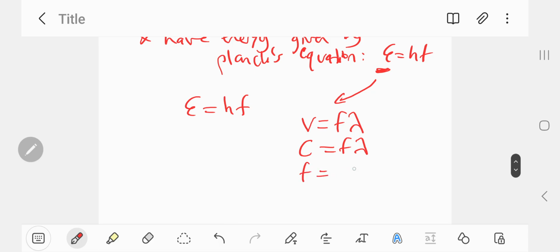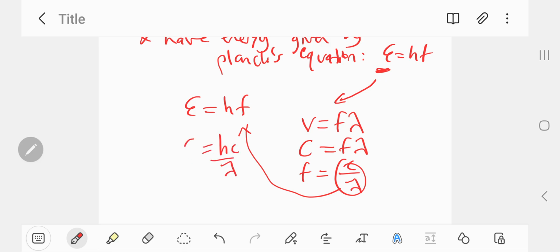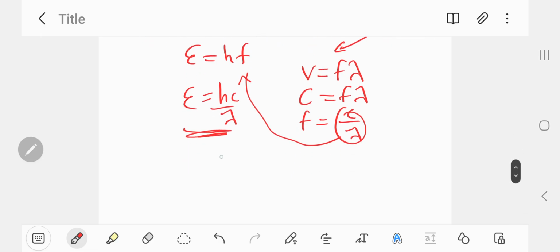Let's rearrange for f. So f is c over lambda. So we can plug in c over lambda for f. So we get hc over lambda. So this is the energy of a photon in terms of its wavelength, where c is the speed of light, 300 million meters per second, and lambda is the wavelength of the light, measured in meters.